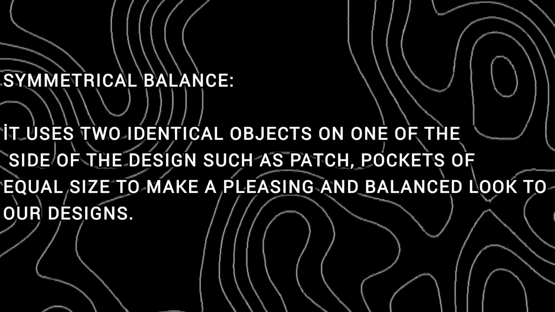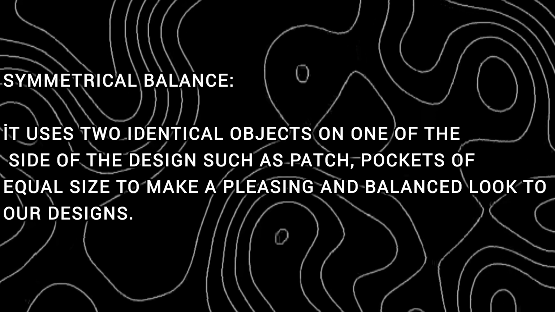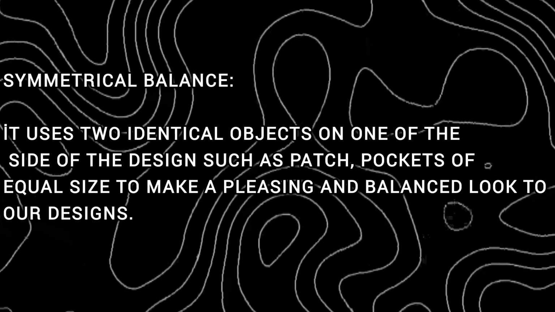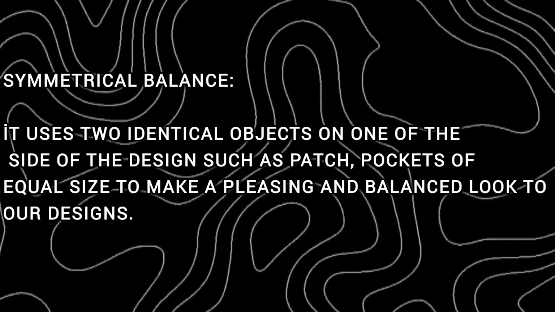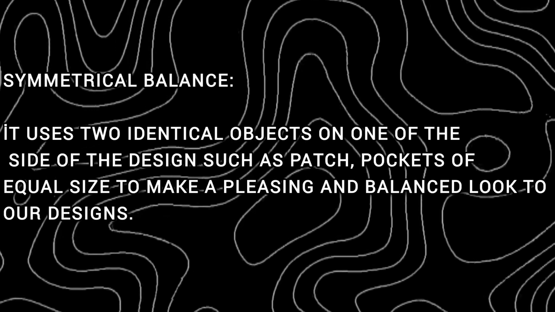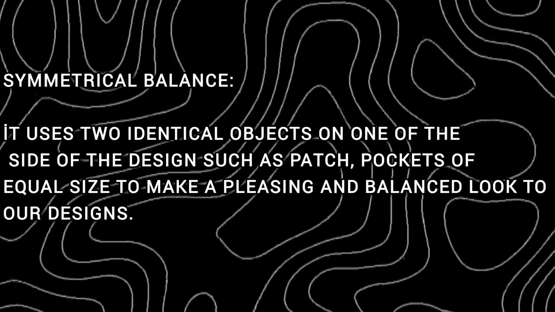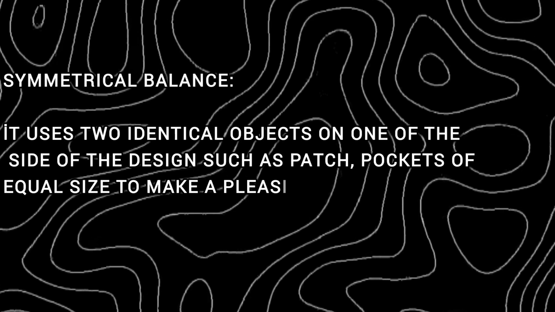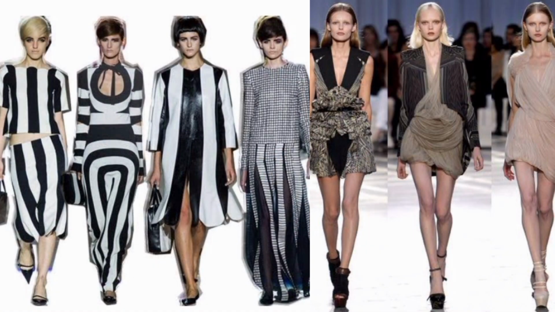It uses two identical objects on one of the sides of the design, such as patch, pockets, of equal size to make a pleasing and balanced look to our design. You will understand this type of balance by examples. So let's move to our examples. Hope you have understood this topic.